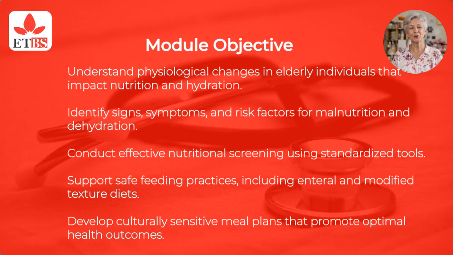By the end of this module, you will understand physiological changes in elderly individuals that impact nutrition and hydration, identify signs, symptoms, and risk factors for malnutrition and dehydration, conduct effective nutritional screening using standardized tools, support safe feeding practices, including enteral and modified texture diets, and develop culturally sensitive meal plans that promote optimal health outcomes.